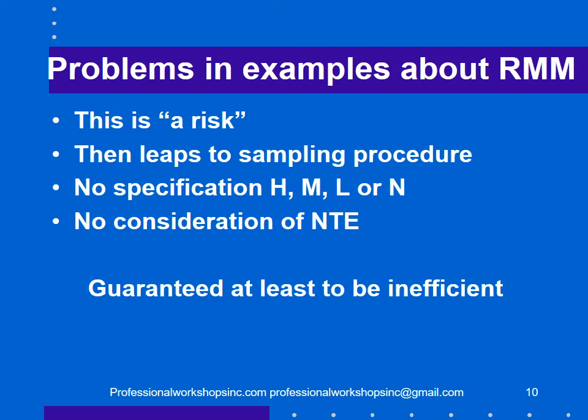And here's the problem I see in examples about risk of material misstatement. You just say there is a risk, not a material risk. You just say there is a risk. And there are hundreds or maybe thousands of risks in an audit. And if we had to do sampling for each and every one of those, we would take a long time doing the audit. So having said that there is a risk, we then leap to do a bunch of testing. No specification of high, moderate, low, or negligible. No consideration of the nature, timing, and extent of testing. And this is guaranteed at least to be inefficient, and it could also be ineffective.